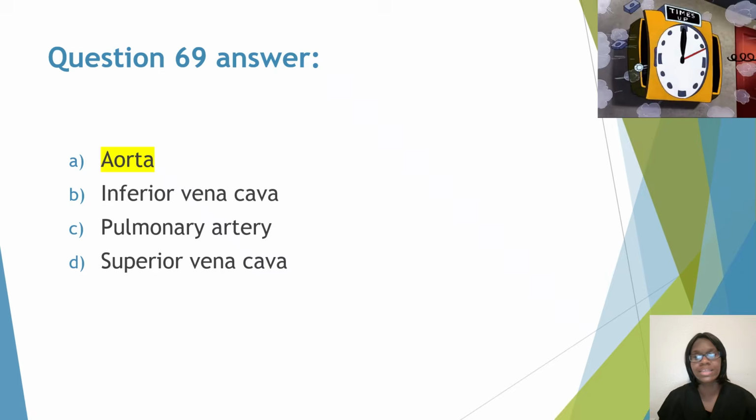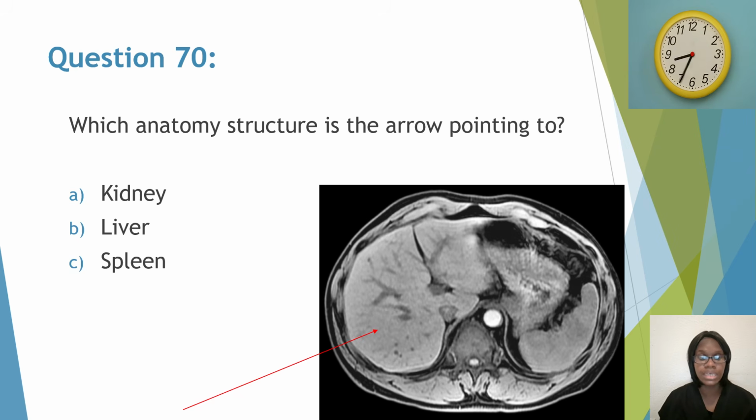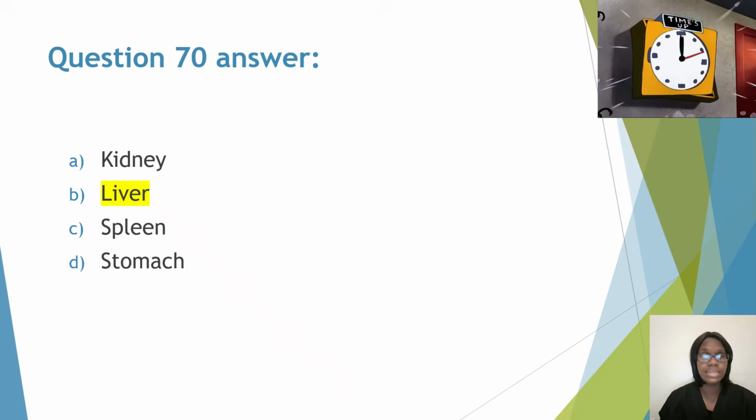But anyway, question 70. Which anatomy structure is the arrow pointing to? A, kidney, B, liver, C, spleen, D, stomach. All right, the correct answer is B, liver.